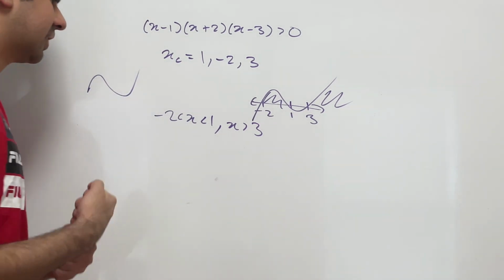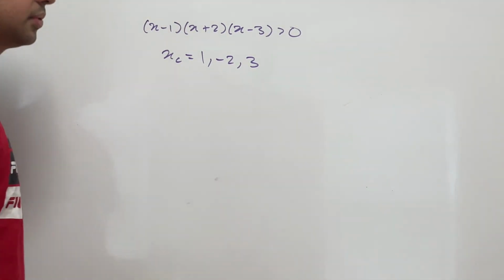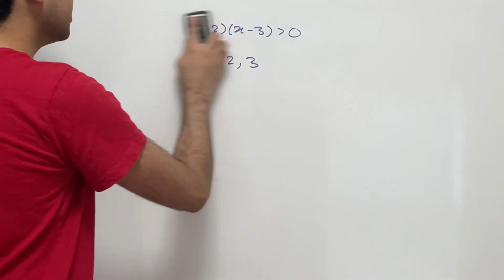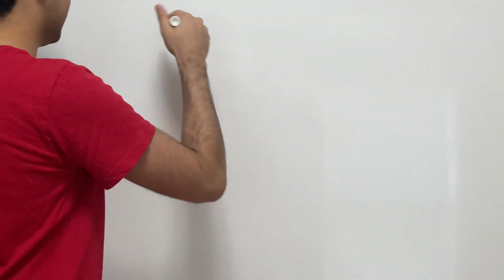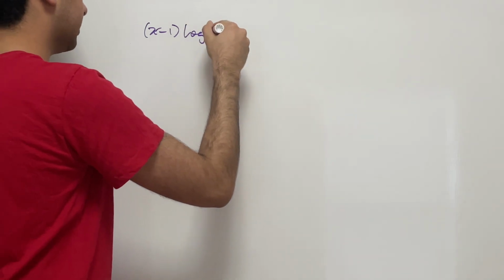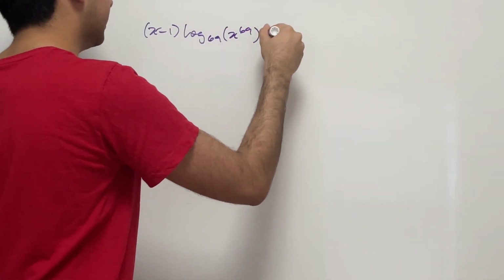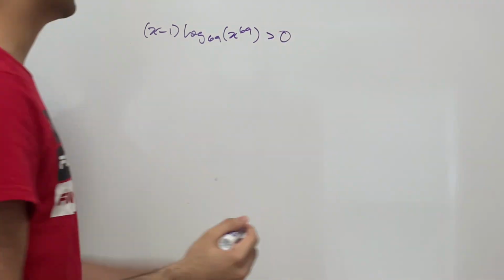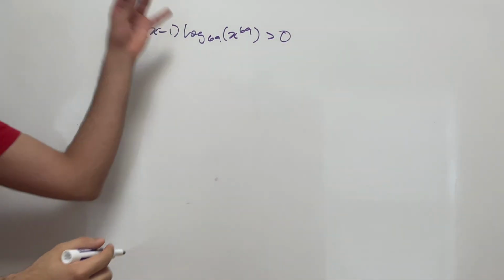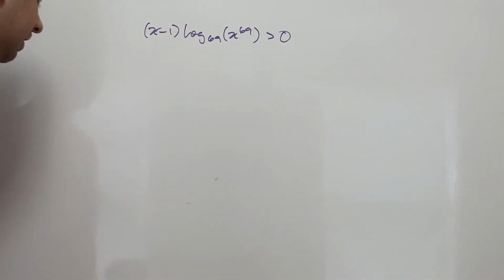But the one place where sign analysis is probably needed is where you're not going to know what the graph looks like. So if you have something like x minus 1 times log base 69 of x to the 69 is greater than 0, we're not going to know that off the top of our head. So in that case, we find the critical values, do sign analysis and all that. But for the most part, polynomial factorizable stuff, this is just not needed.